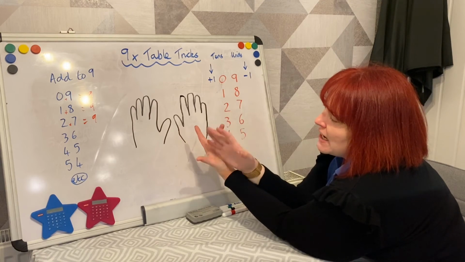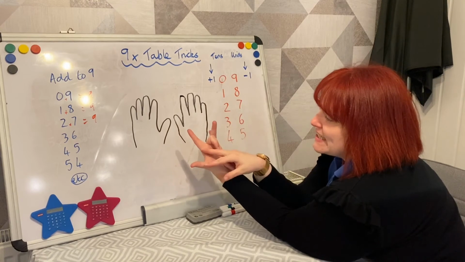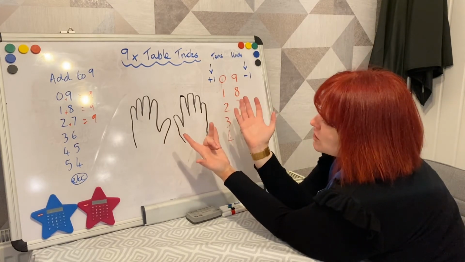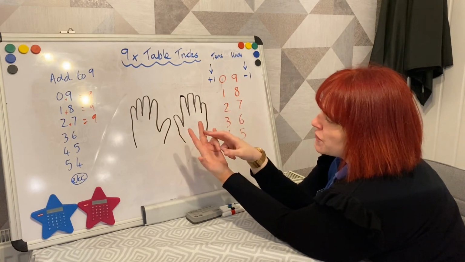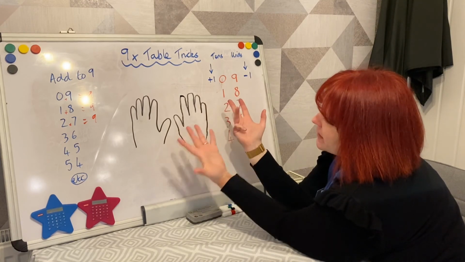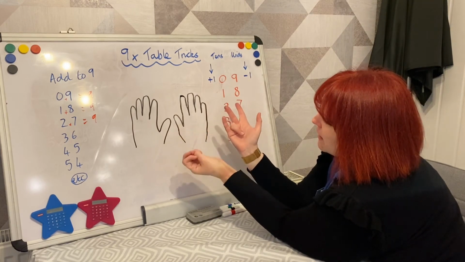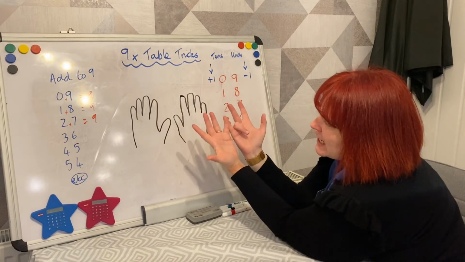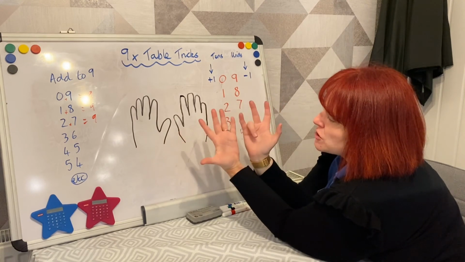The numbers to the left of that finger make your tens. So you've got 2 fingers, so that's 20. So 2 tens, 20. And I've got 7 on the other side, so that's 27. So 3 9s are 27. 4 9s are 36. 5 9s are 45. 6 9s are 54. 7 9s are 63. So it's always a case of remembering to count the fingers on both hands to the left and to the right. So that one is quite a useful one.